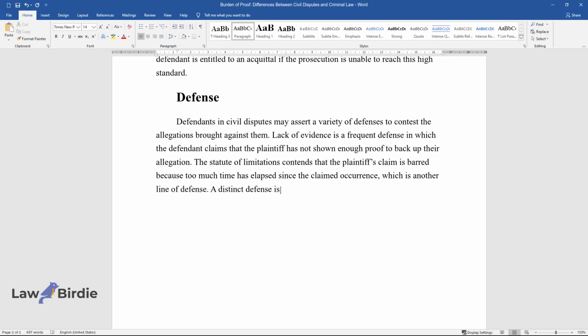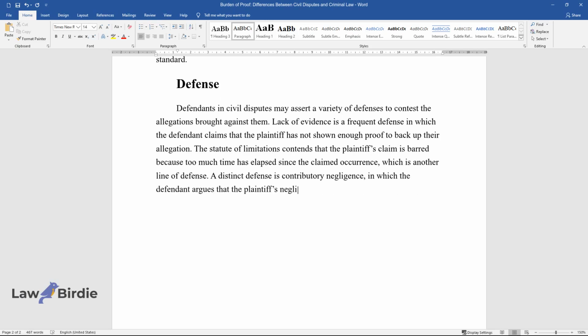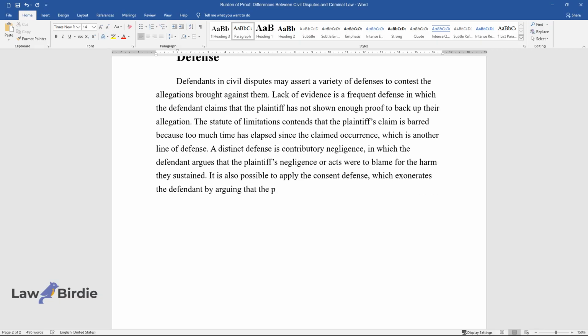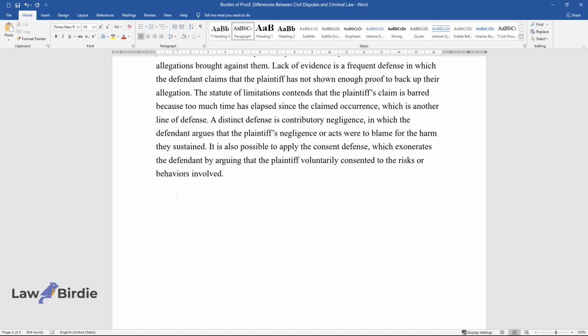A distinct defense is contributory negligence, in which the defendant argues that the plaintiff's negligence or acts were to blame for the harm they sustained. It is also possible to apply the consent defense, which exonerates the defendant by arguing that the plaintiff voluntarily consented to the risks or behaviors involved.